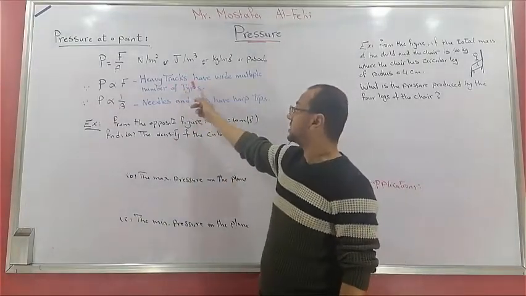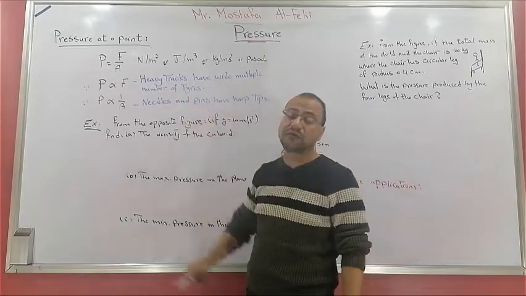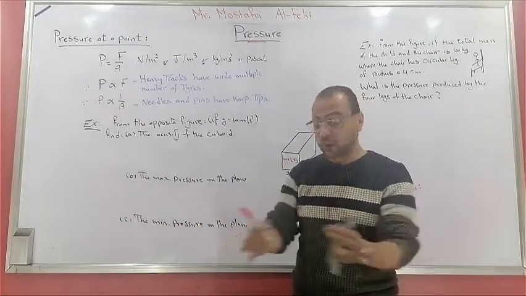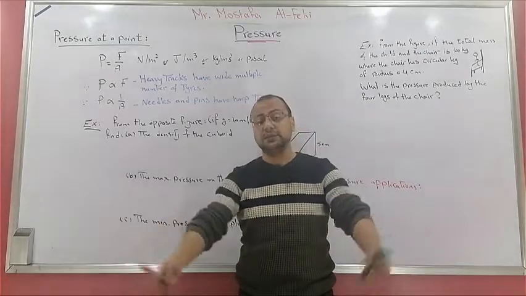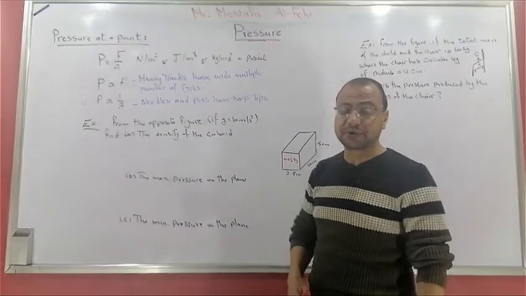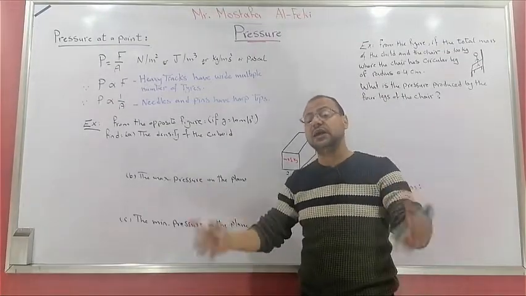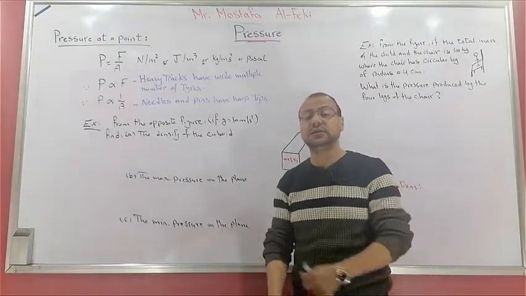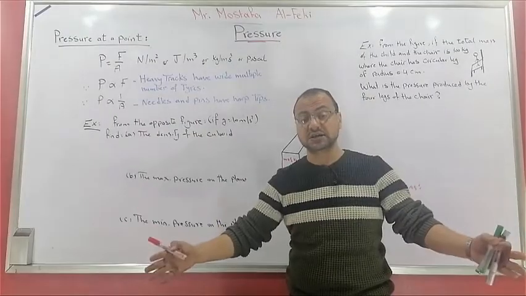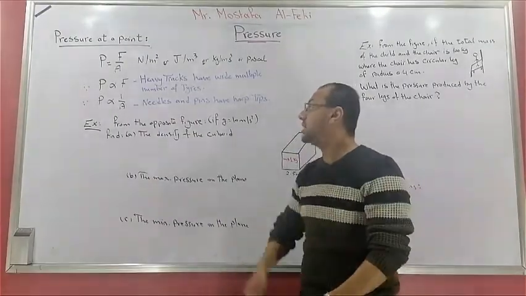So heavy trucks have wide tires and multiple numbers of tires to decrease the pressure exerted by the heavy load of the truck on the road. By increasing the area of the tires, the pressure decreases.